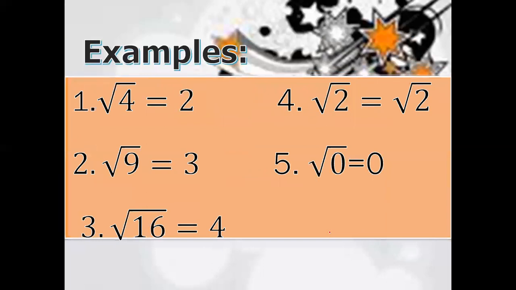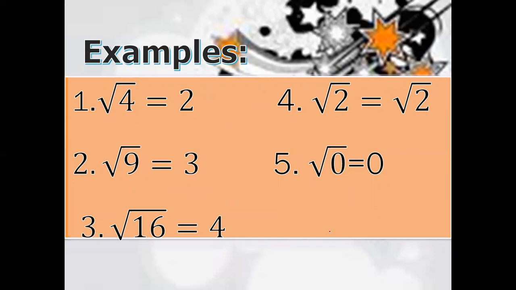Examples. So we have the square root of 4. The first thing that we need to do is identify the radicand of the given radical number. So what is the radicand of square root of 4? It's equal to 4. And we all know that 4 is a perfect square number, so it would be easy for us to identify its square root. Its square root is equal to 2. Same with square root of 9, which is equal to 3. Square root of 16, which is equal to 4. And square root of 0 is equal to 0.